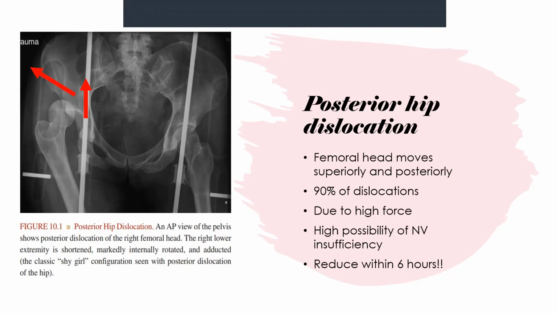So the extremity is shortened, markedly internally rotated, which is the main thing that you'll see. The entire leg will just rotate internally and be adducted. It looks like a shy girl in the old cartoons and movies, who would stand like that, with a finger on the lips and hiding one leg. So that is the shy girl posture. That's what we see in posterior hip dislocations.